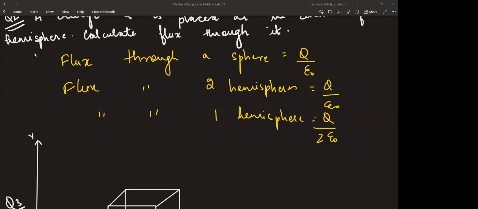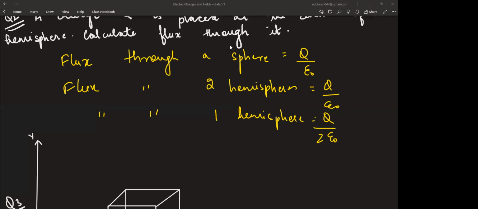Ma'am, could you explain this question again? Yes, see, we have to find out the flux through a hemisphere. Now, two halves of a sphere, that is two hemispheres, make up the one sphere. So when you have a sphere, we say the flux through the sphere would be Q by epsilon naught. Agreed? Right? Yes, ma'am.